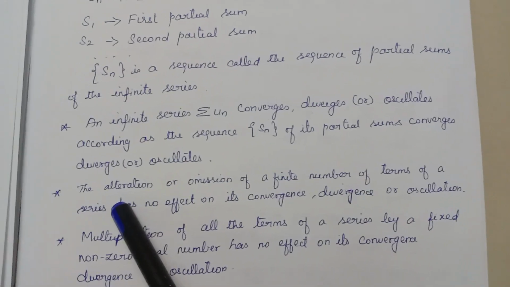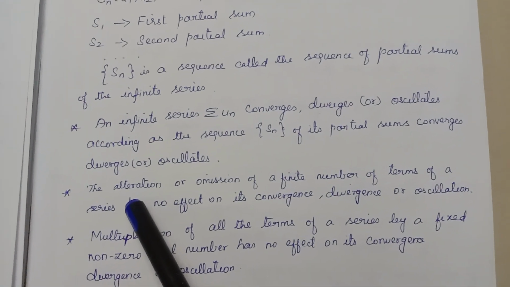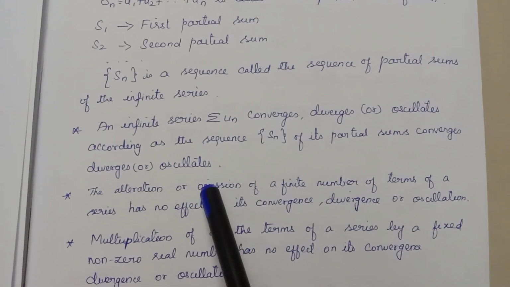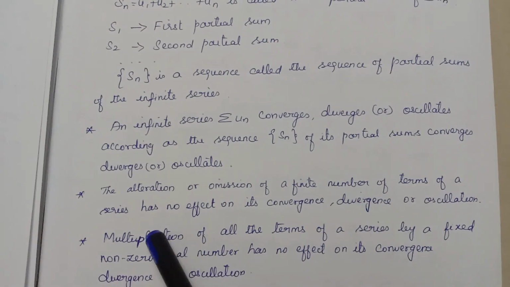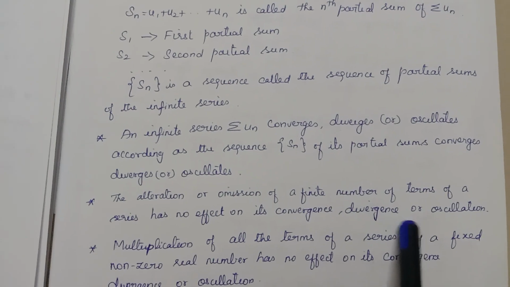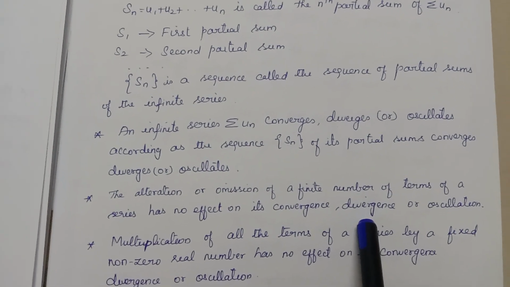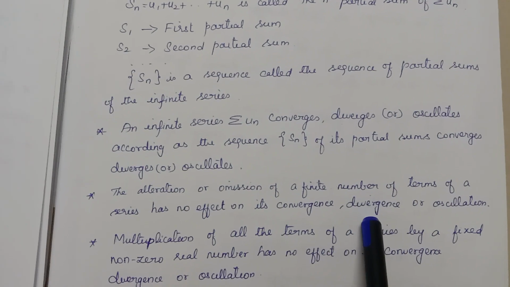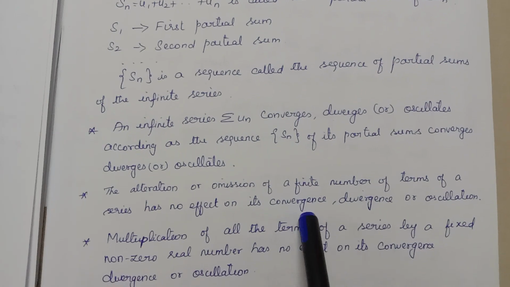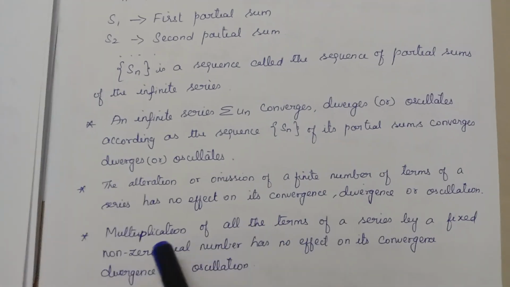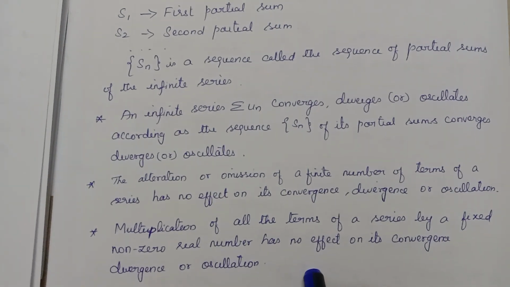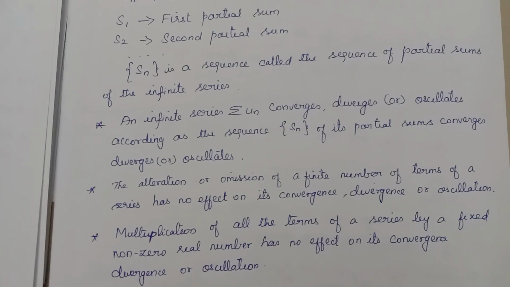Another important property is that this is an infinite series, so it goes up to infinity. Just adding or removing a finite number of terms from the given series will not have any effect on its convergence, divergence or oscillation. That is, you have an infinite series, you remove 10 or 100 terms from it, it won't affect the convergence or the divergence. Similarly, multiplying the terms by a fixed non-zero real number also doesn't have any effect on the convergence of the series.